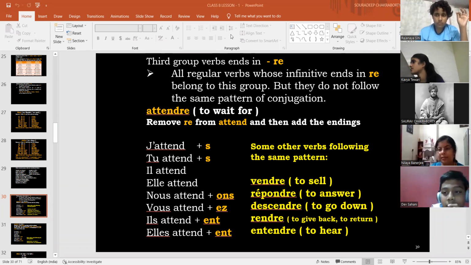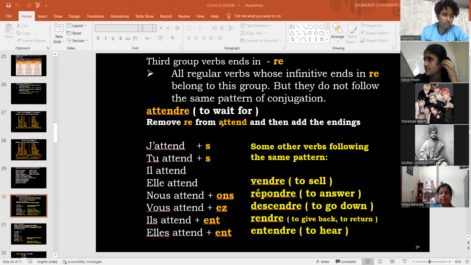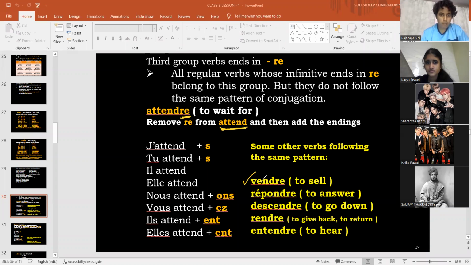The girls will not respond now. You just listen. The weak ones, I'll be asking. Okay. Here, attendre, this is the verb. We are removing RE, and then the leftover thing becomes the root. So for the verb vendre, what will be the root, Dev? Can you explain once again? This is the verb attendre. We remove RE, and whatever is left behind becomes the root of the verb attendre.